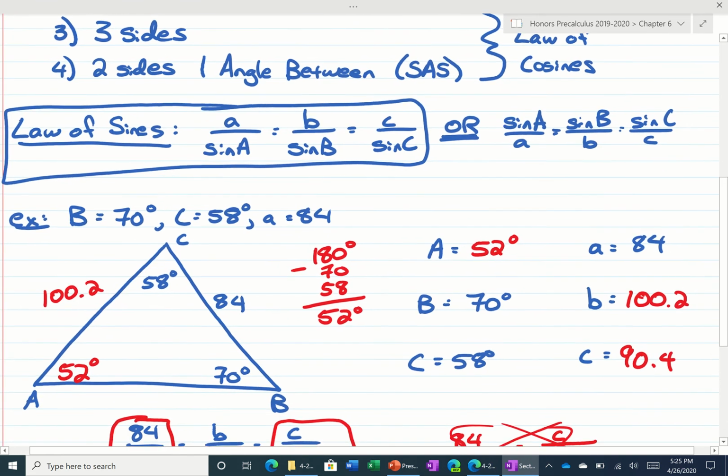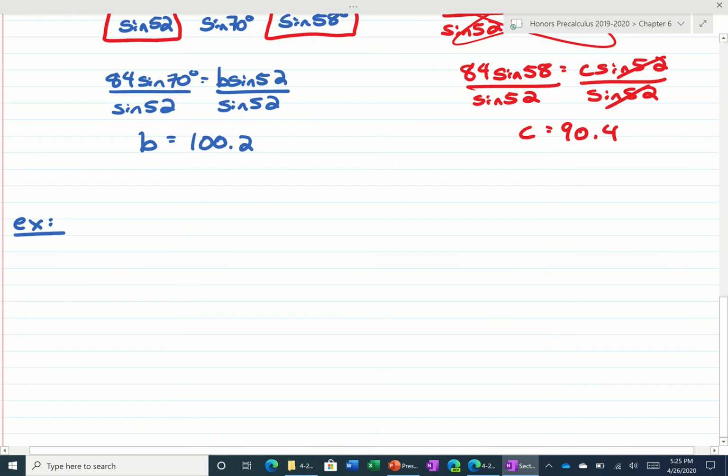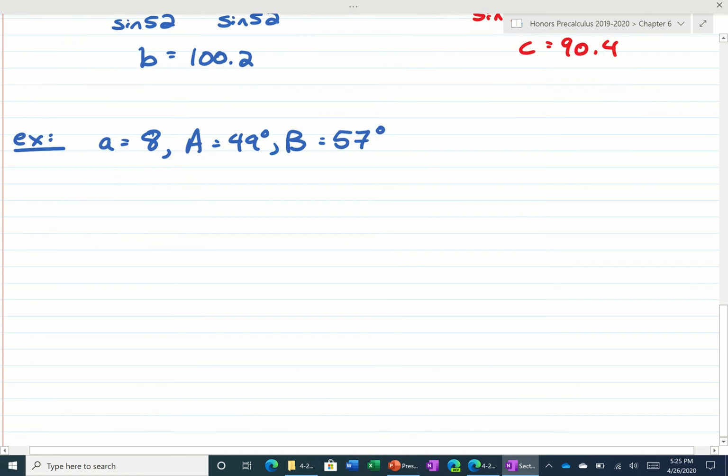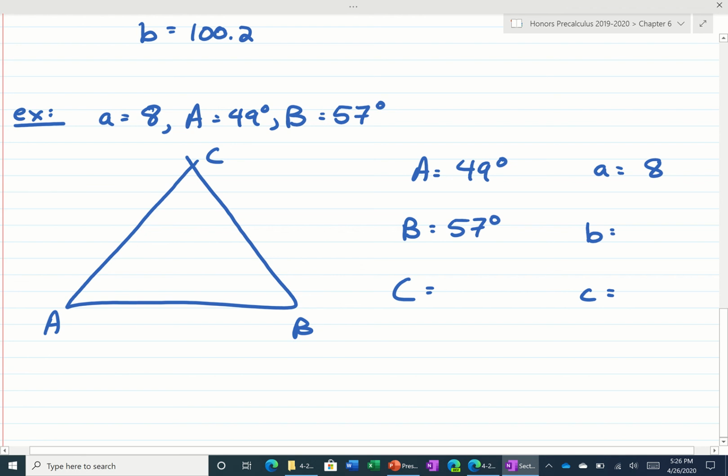The first example was really an ASA problem. The second problem is going to be a little bit different. So side A is 8, angle A is 49 degrees, and angle B is 57 degrees. Let's draw this out, and we'll get everything set up. And A is 49, B is 57, so we could find the third pretty easily, and side A is 8.